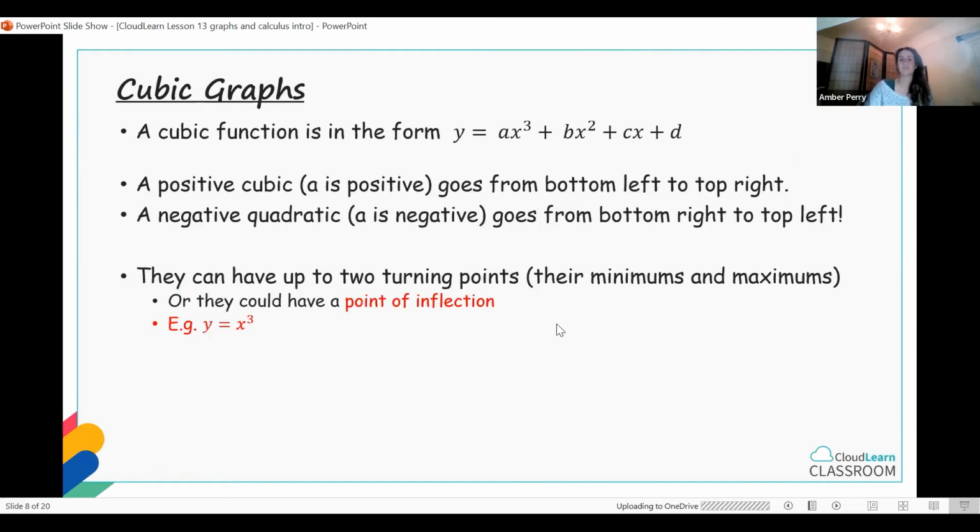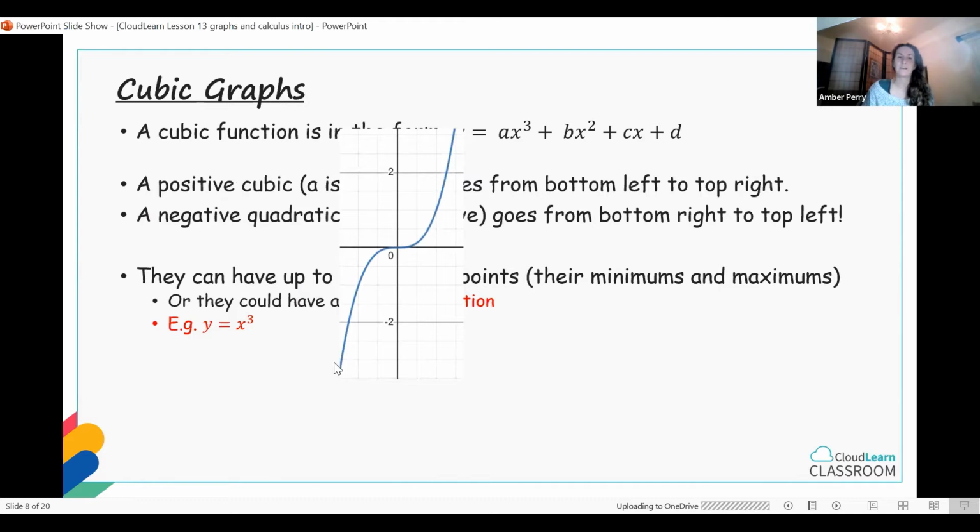They can have up to 2 turning points. Okay. Or if they don't have 2 turning points, then they could have something called a point of inflection. And I think you saw that with the graph y equals x cubed, which is here. So a point of inflection means that it just kind of goes horizontal for a moment and then carries on going up like that, okay? So it's not technically a turning point because it hasn't changed to go negative. It's not gone down and then up again like that. It's not actually been a maximum or a minimum, but the gradient has just gone horizontal there for a moment. So the gradient is 0 at that point there, okay?